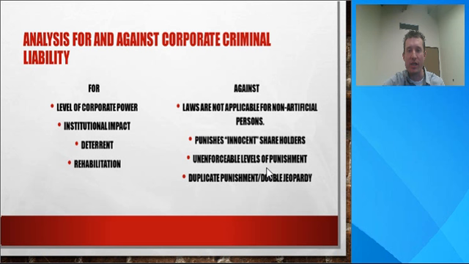Is that fair to what are considered innocent shareholders who had nothing to do with it, had no idea that any of these crimes were going on? We're not in those board meetings. Is it fair that we are punished to that same level?